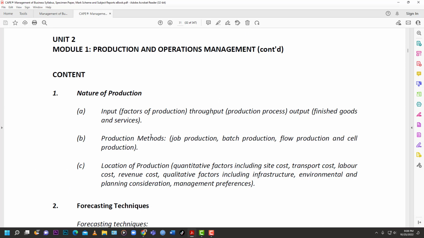So we're going to stay here for now. We have said a mouthful. Based on the syllabus, we looked at the production process. So we looked at what is input, factors of production, land, labor, capital, entrepreneur. We looked at throughput, the process, and we looked at the output, which is the finished goods. And then we went ahead and looked at production methods. We looked at the job production, batch production, flow production, and cell production. And so we're going to stay there for now. And in the next video, we're going to look at the location of production.